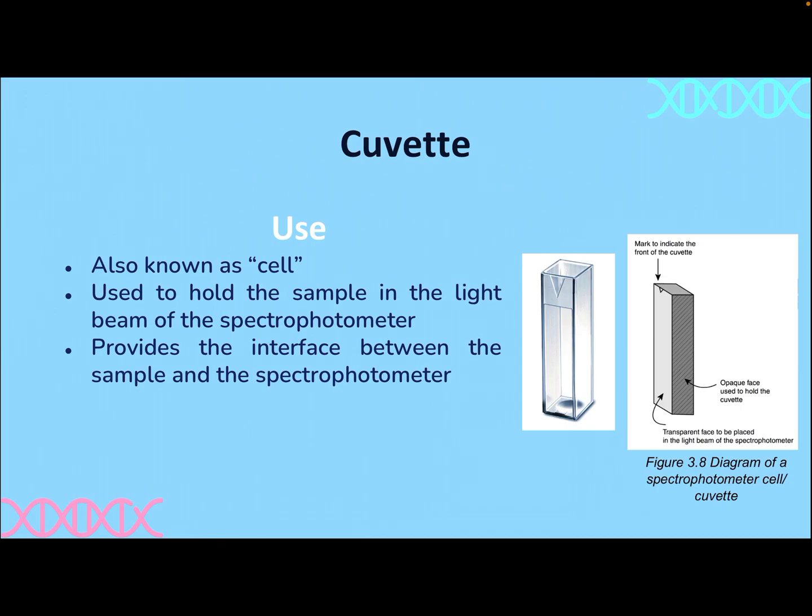Next is a cuvette. A cuvette is also known as a cell. It is used to hold the sample in the light beam of the spectrophotometer. It also provides the interface between the sample and the spectrophotometer. As seen in this figure, the cuvette may have a mark to indicate the front. Always hold the cuvette by the opaque face and place the clear face into the path of the spectrophotometer light beam.